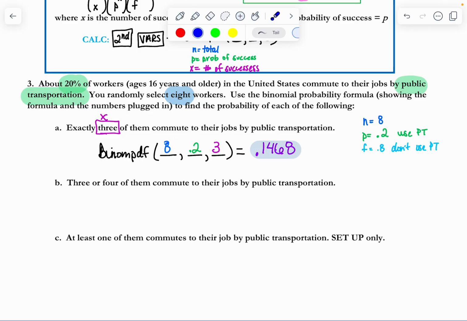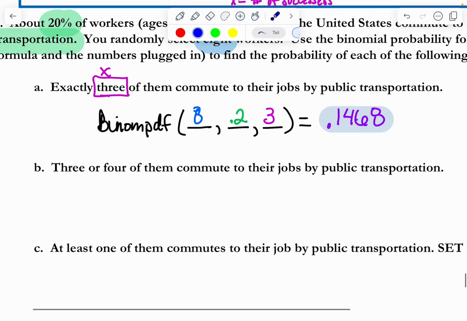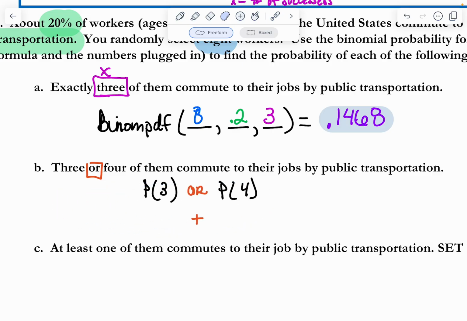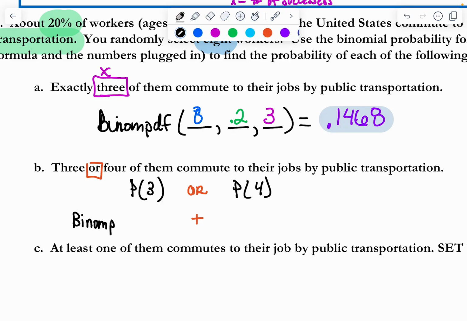So letter B says, find the probability that 3 or 4 of them commute to their jobs using public transportation. So this or reminds me of or probability. So it reminds me that if I want the probability of 3 or the probability of 4 people saying yes, that I use public transportation, when we have or probability, doesn't that just mean we need to add the individual probabilities, going back to the very beginning of our chapter? And so that's what we're going to do. We're going to calculate the probability of 3 or 4. So individually, they each get their own Binomial PDF with the 3 values in the parentheses.